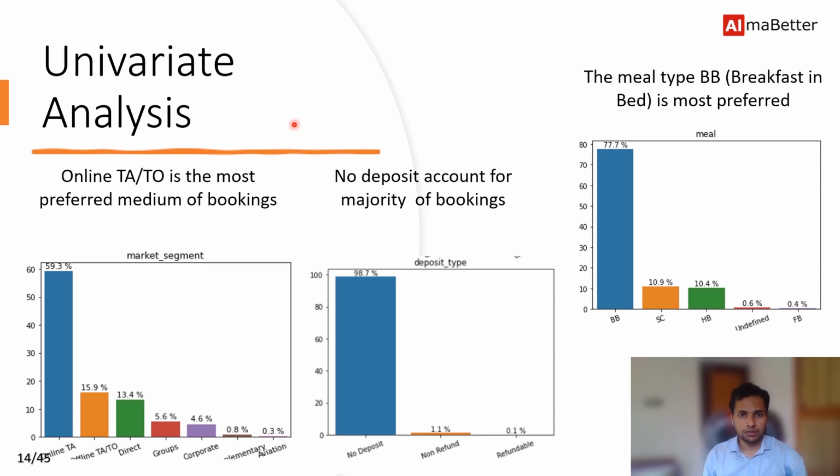Moving on, the next part of our analysis is univariate analysis. Here we focus on analyzing individual variables in the dataset one at a time. Let's take a look at some key findings.